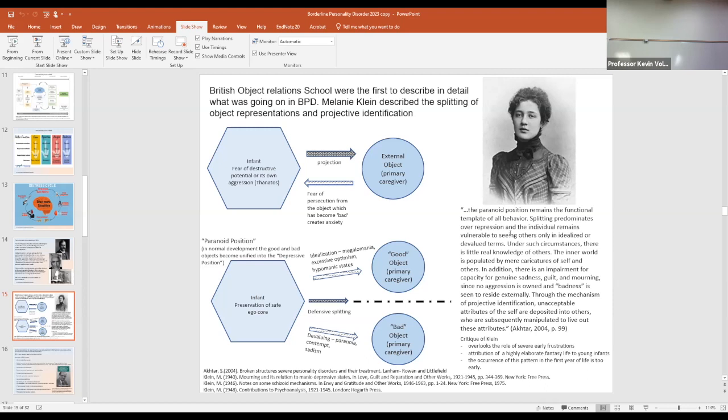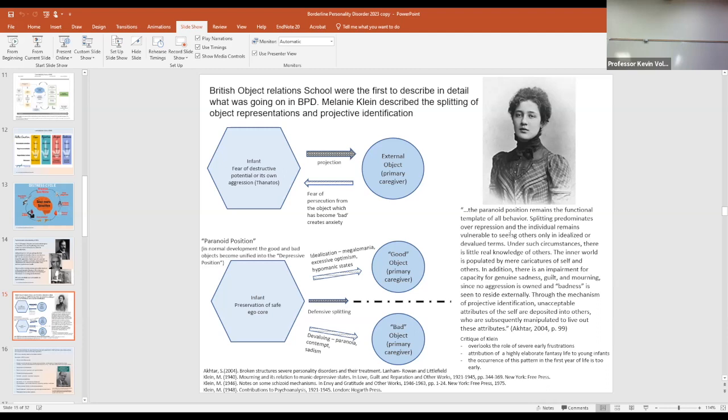Then the infant moves into what Klein called the paranoid position. In normal development, good and bad objects become unified later on into what's called the depressive position. So the paranoid position is early object relations. The depressive position is when these good and bad objects become ambivalent, seen together realistically. That's normal development. I didn't make a diagram of this, but I think I showed you before, right? These split objects will then become unified, and that becomes the depressive position.